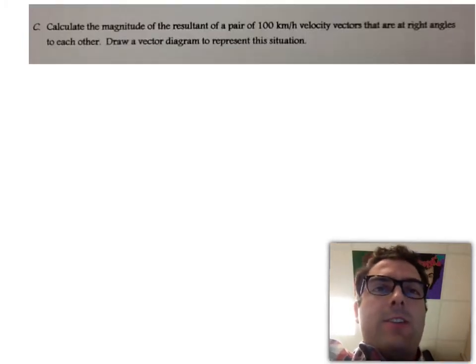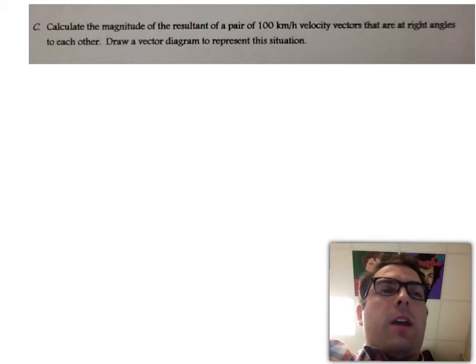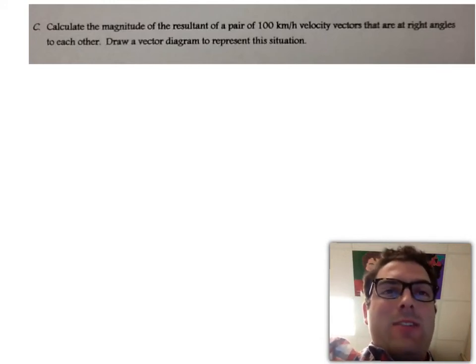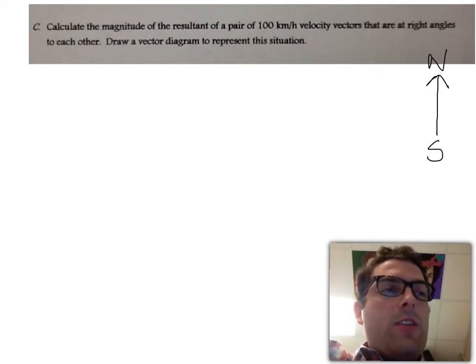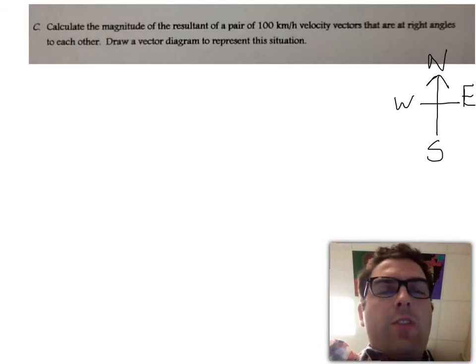Sweet. Letter C. Letter C says calculate the magnitude of the resultant of a pair of 100 kilometer per hour velocity vectors that are at right angles to each other, and draw a vector diagram that represents this situation. They don't really specify direction on this one, but I'm going to go ahead and specify direction. The way that I usually do it is I draw my little compass rose, and north is going to be up the page, south is going to be down the page, west will be to the left, and east will be to the right. So there's my little compass rose.